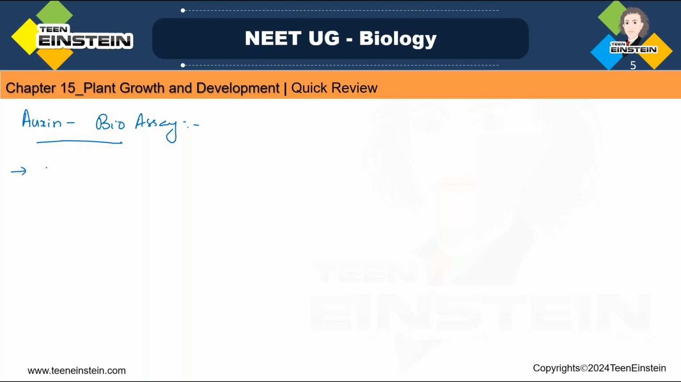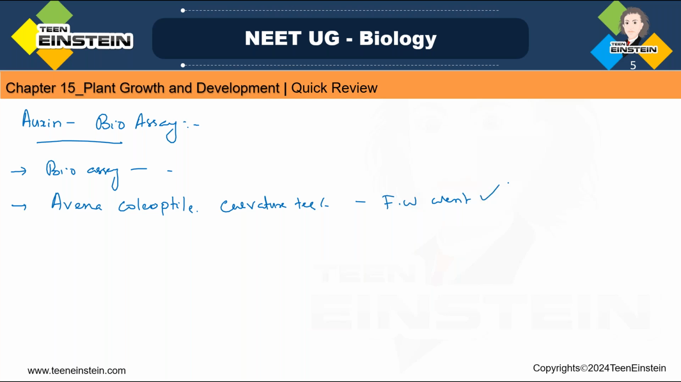So from here, bioassay, one question came: the Avena coleoptile curvature test. This was carried out by F.W. Went. This is one question. Then he demonstrated the effect of auxin on plant growth by performing experiments with the oat coleoptile.